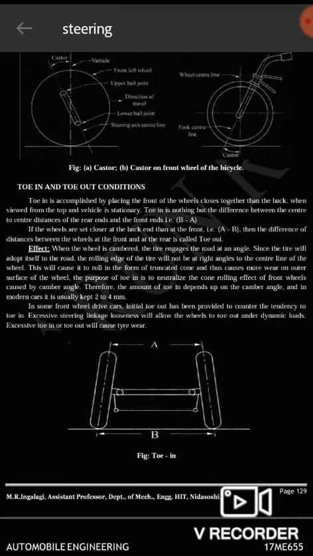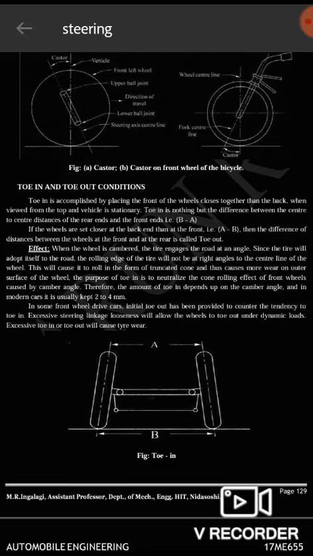Toe in is accomplished by placing the front of the wheels closer together than the back, when viewed from the top with the vehicle stationary. Toe in is nothing but the difference between the center to center distance of the rear ends and the front ends, B to A. If the wheels are set closer at the back than at the front, then the difference of distance between the wheels at the front and the rear is called the toe out effect.